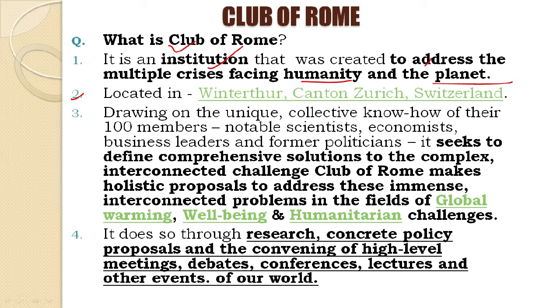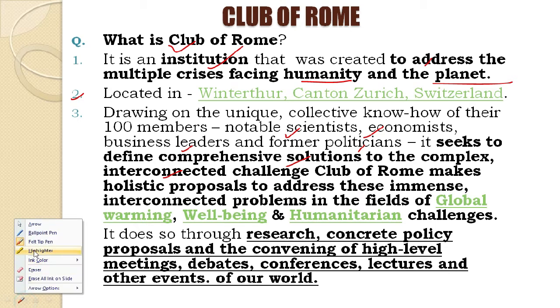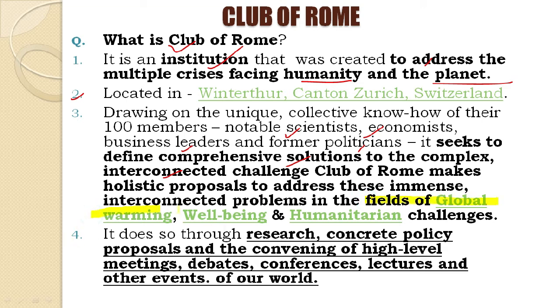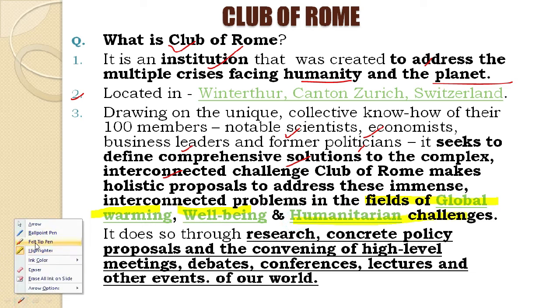Now we see that it has a collective know-how of different kinds of members, such as scientists, economists, business leaders, former politicians, and all these members collectively seek to define comprehensive solutions to complex interconnected challenges. Club of Rome makes holistic proposals to address these immense interconnected problems in the fields of, and these are some important words students you should note, global warming, well-being and humanitarian challenges. So this is the Club of Rome.